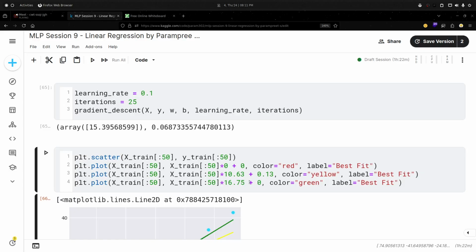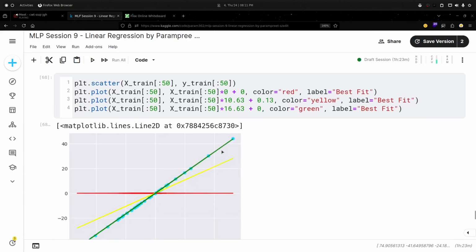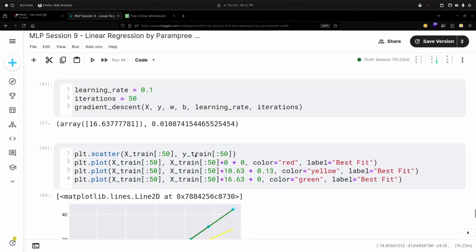And now we also have the number of iterations. What we generally do is hard code the number of iterations, and we tweak the learning rate. So if I set the learning rate to 0.1, we are reaching this value, which is the approximate correct value. Okay, so this is the green line, which is, you can say, the best fit as of now.